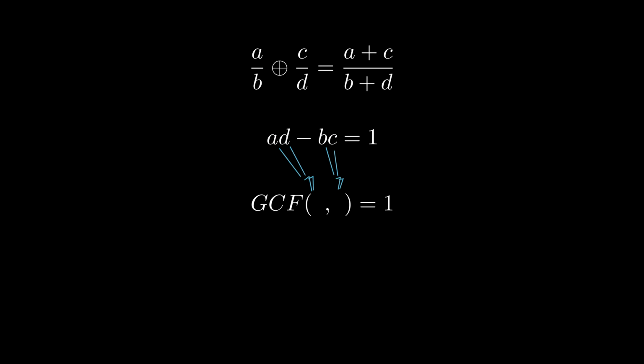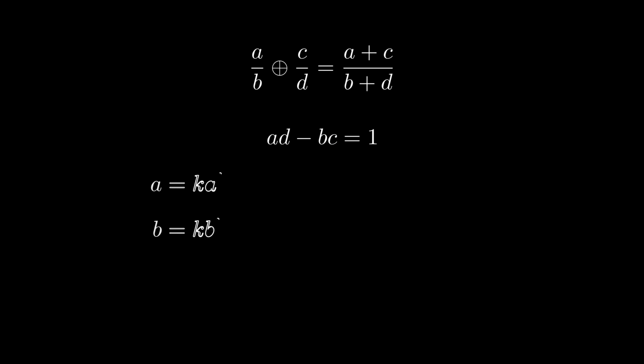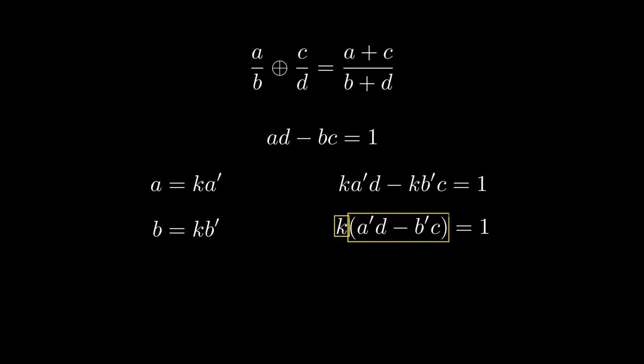To see why, let's pretend that there is a common factor between a and b. We will call this common factor k. That means that we can factor out k, and we get that an integer times an integer equals 1, where one of these integers is bigger than 1. This is impossible, so there cannot be any common factors. We can use the same argument for any of the other pairs.